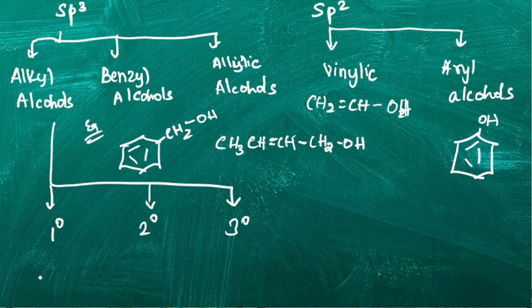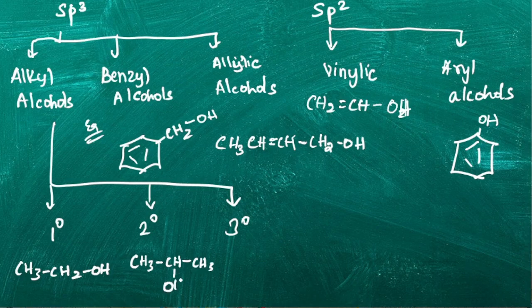Now moving on to alkyl alcohols, you have primary, secondary and tertiary. So you already know what is primary. CH2 is primary, right? So for example, you have CH3, CH2, OH. So this is a primary alcohol example. Now moving on to the secondary alcohol example. Secondary alcohol: CH3, CH, CH3, and here if OH is attached, then it's secondary alcohol.